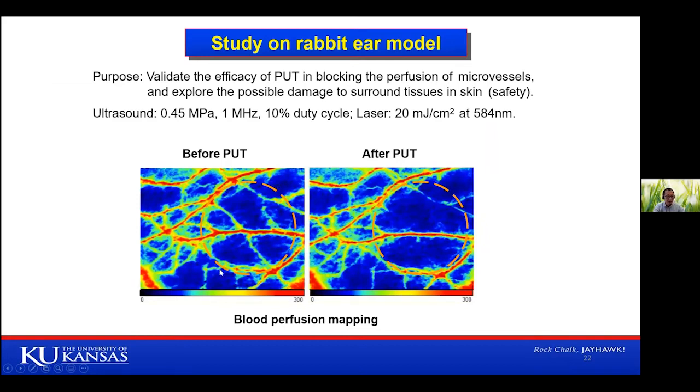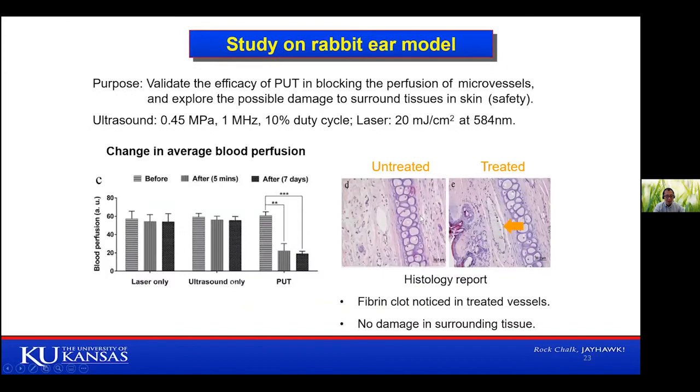This plot here is a blood perfusion map. So here is where we begin, before and after, and you can see some blood vessel here is gone. And here are some histologies. We actually left this one untreated. So here is a blood vessel, which is intact.